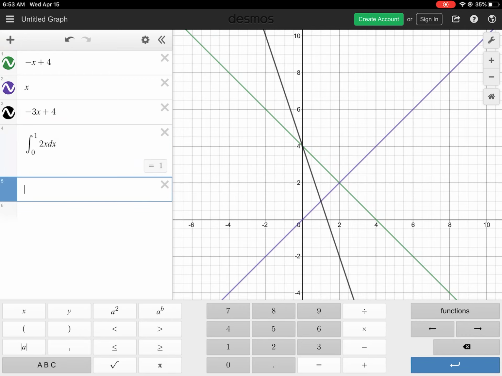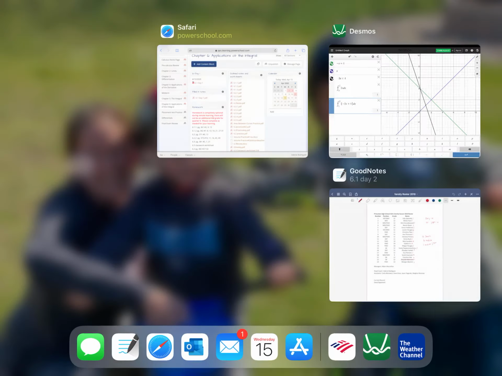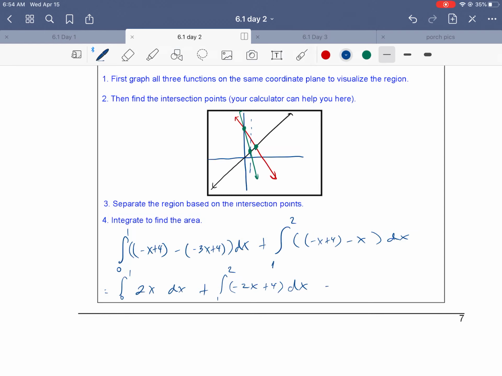The first space gives us an area of 1. Second space is also 1. Our total area equaling 2. All right, so that is the end of today's lesson.